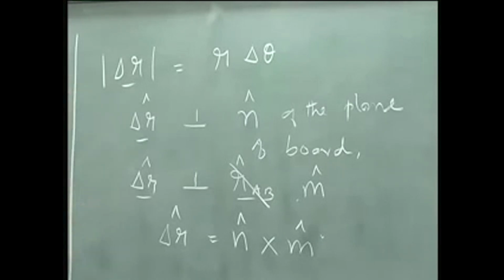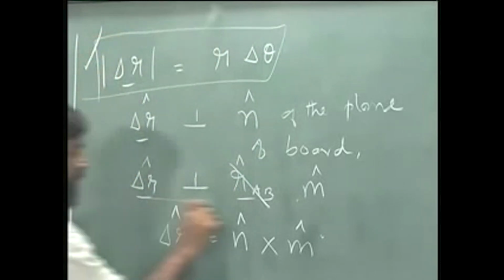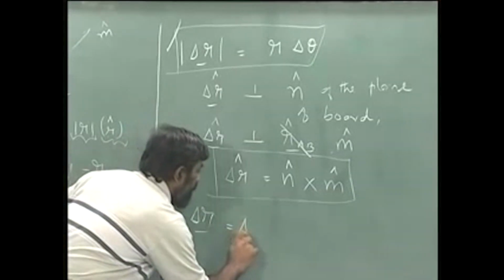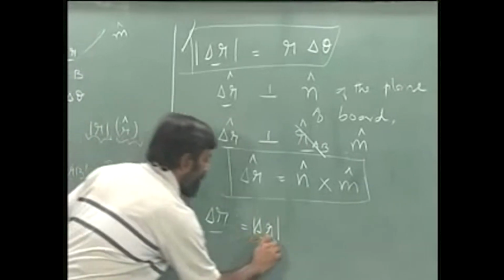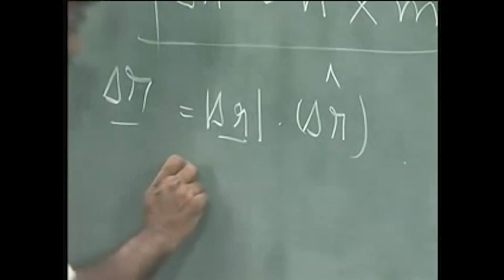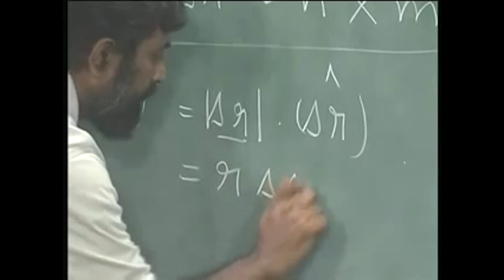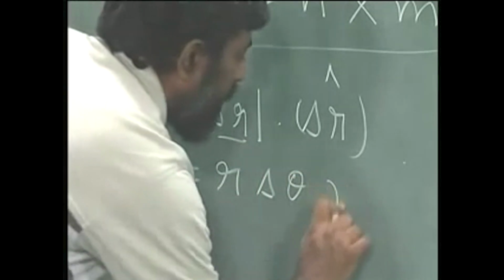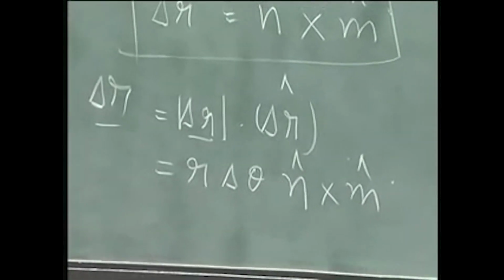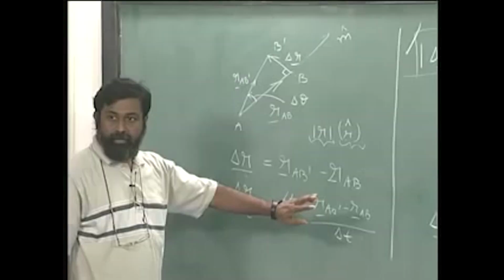So, let us put them together. I know the magnitude, I know the direction. Now, what is delta r equal to? It is equal to delta r magnitude times delta r direction. Putting them together, it is r delta theta times n vector cross m vector. Any questions on this? Okay.